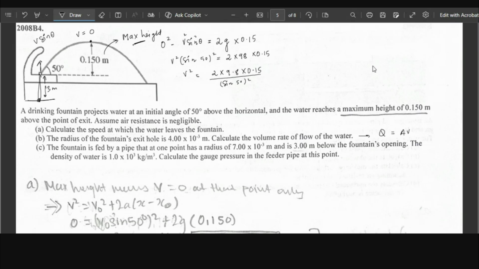Sir, here I have a question. The answer key said to use Bernoulli's principle, but I was wondering why we can't just take rho g h. So the key says we have to use Bernoulli's principle, and you're asking why we can't take rho g h. Yes, why can't we just plug everything into rho g h?